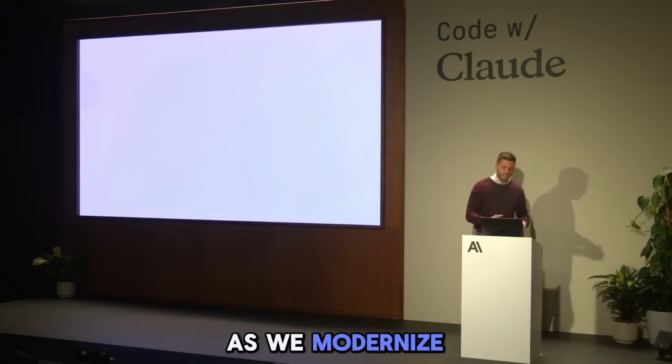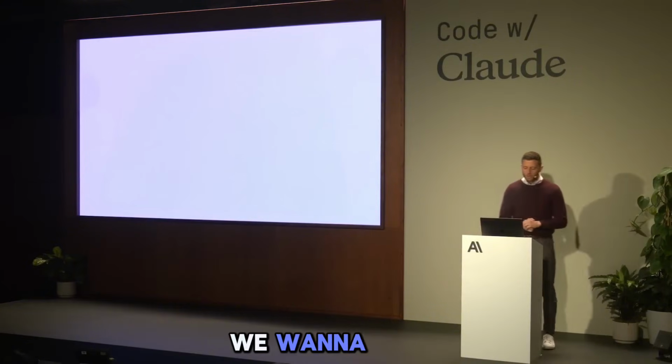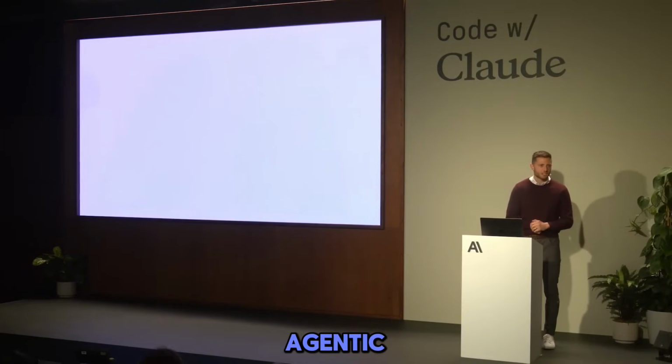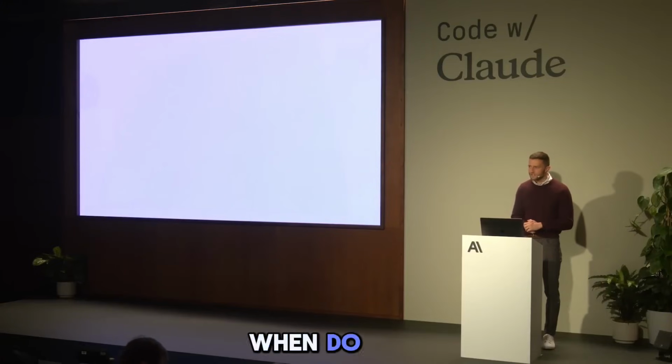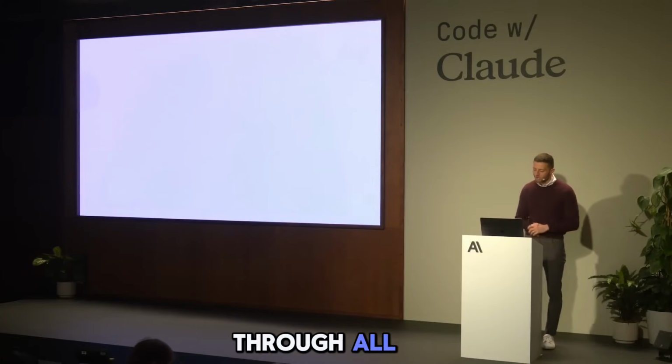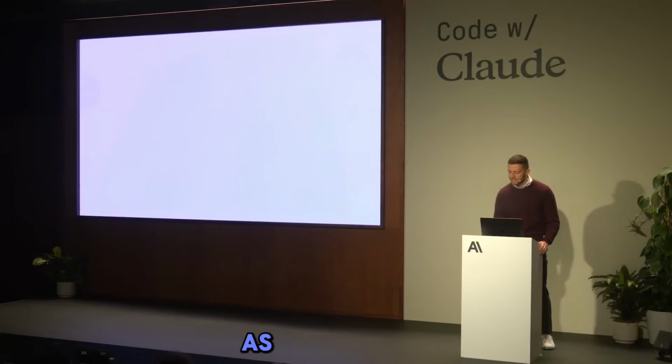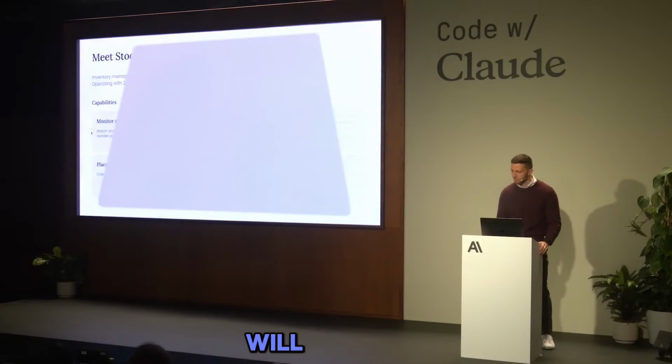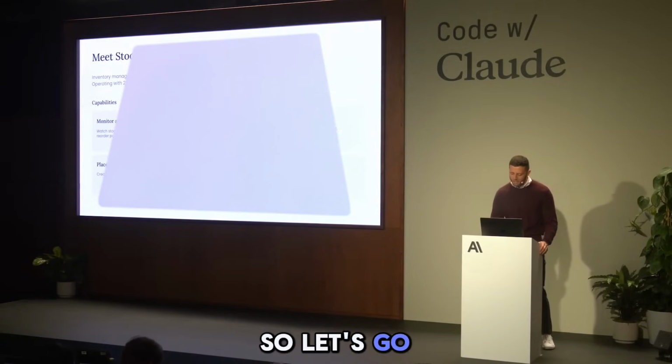As we modernize the stack of our agent, we want to make sure that we're using the right agentic primitives at the right time. So when do you use a tool, when do you use a skill, and when do you use a sub-agent? We're going to talk through all of that in this session. As I mentioned, folks, this session will be hands-on. So let's go ahead and get started.